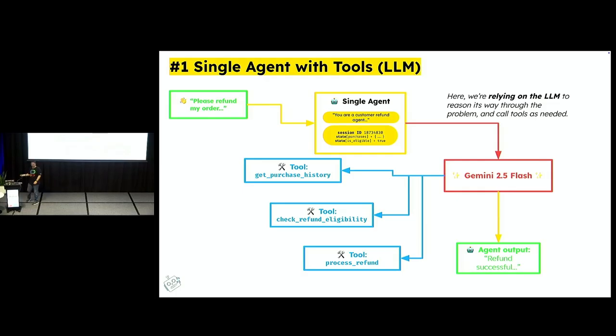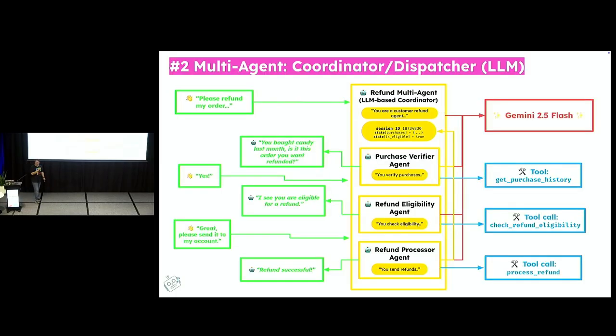Let me go to the other extreme. This one has a lot more arrows on it. This is called the coordinator pattern. In this case, we actually have a parent agent, this tall yellow box here, and it's got some sub-agents that go and do, again, the purchase verification, the eligibility, and the actual refund processing.